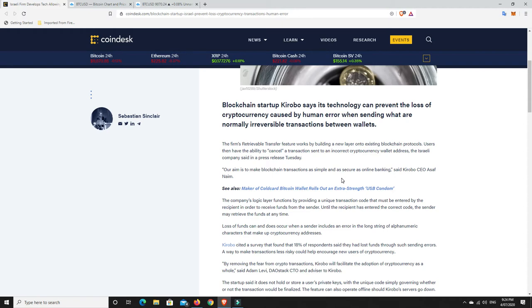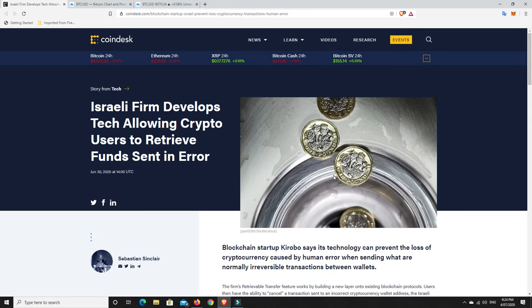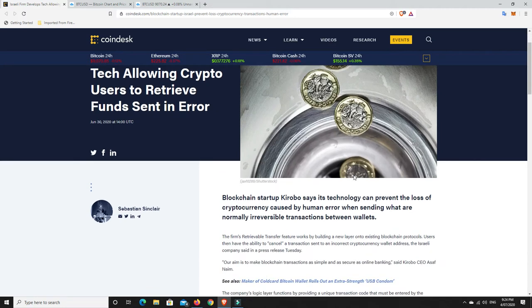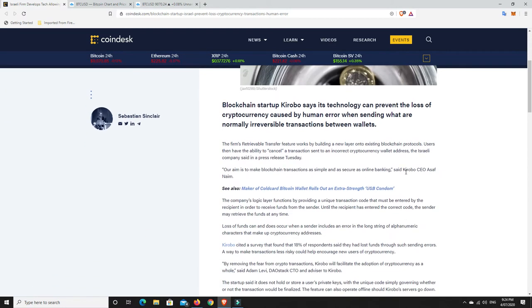And I 100% believe that is going to be the future for crypto to be adopted by the masses, because no one could handle making a transaction and losing their money. It'd just be too much. That's the kind of thing that will really hamper mass adoption. This kind of stuff will be absolutely imperative to it going mainstream and being adopted by the masses. So I'm really hoping that Kirobo, if I'm pronouncing that right, get this up and running and start rolling it out to everyone.